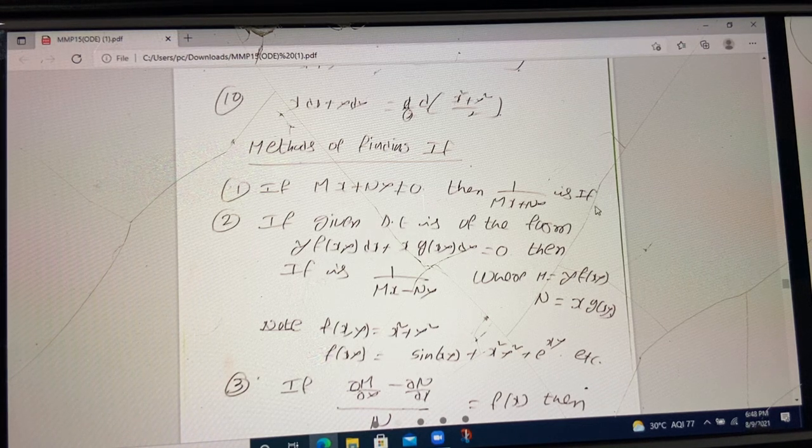What is the purpose of integrating factor? After finding the integrating factor, you have to multiply the given differential equation by this to make it exact. So the purpose of integrating factor is to make a non-exact differential equation exact. Okay? Now, 99% of the cases, you get questions asking you to identify which is the integrating factor.